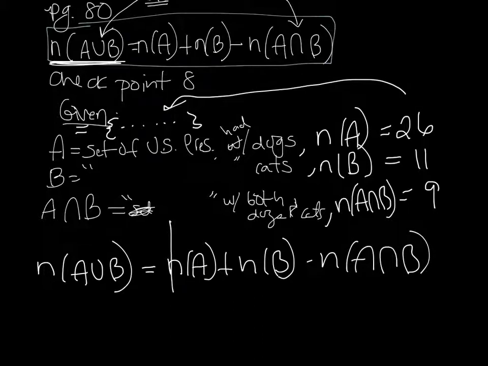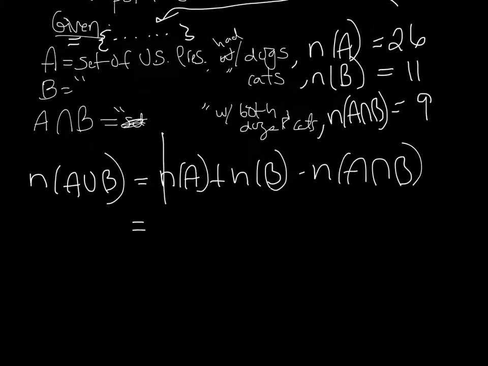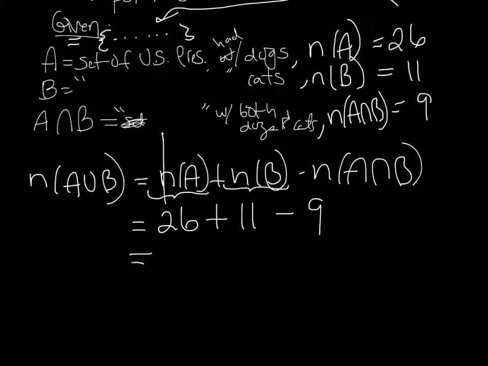And again, we're just filling everything in, right? N of A is 26 plus n of B, it looks like 11, minus the intersection, 9. And 26 plus 11 is 37. 37 minus 9 is 28. So the number of presidents that had dogs or cats in the White House was 28. And that's pretty much it. That's an application. It's one of the simple applications.